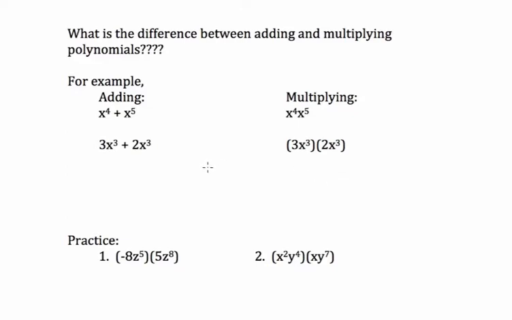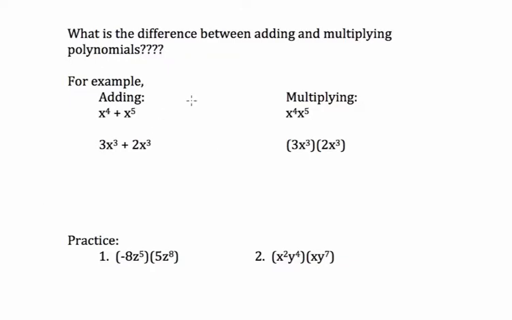What is the difference between adding and multiplying polynomials? We've been talking about multiplying polynomials, but I like to review adding a little bit here and talk about the similarities and differences. Okay, first, adding. x to the fourth plus x to the fifth. Well, we can't really add these. They're not like terms. You have to have like terms in order to add.